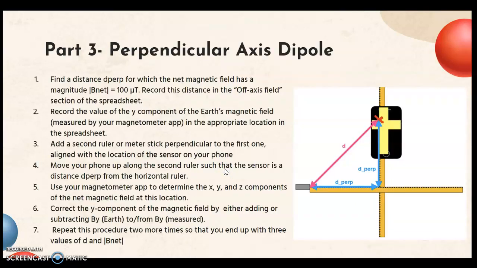For the off-axis dipole, we will find a distance d perp for which the net magnetic field is 100 microteslas, and record the y component of the magnetic field, adding a second ruler perpendicular to the first one, and making sure that the distance d perpendicular is perpendicular from the horizontal ruler, and using the magnetometer app to determine the x, y, and z components of the net magnetic field, and then finally correcting the y component of the magnetic field by either adding or subtracting. We will also repeat this procedure 2 more times so that you end up with 3 values of d and absolute value of B net.